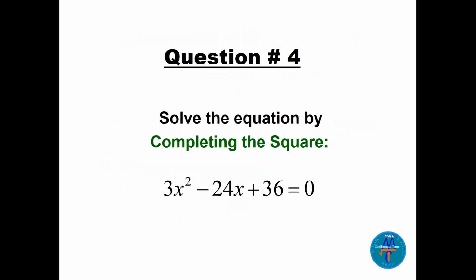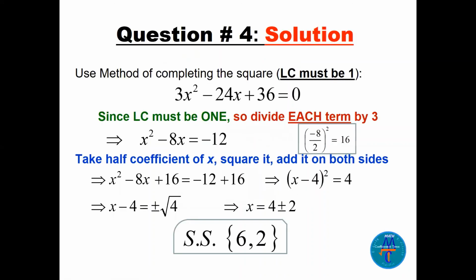Number 4. Let's complete the square on this equation. Complete the square. So since we have an equation, see the word here, equation equals 0 something, you can divide by 3 because we need the leading coefficient is 1. This one is easy. Now we divide by 3, divide by 3, divide by 3. So we get x squared minus 8x. Take this on the other side, minus 12.